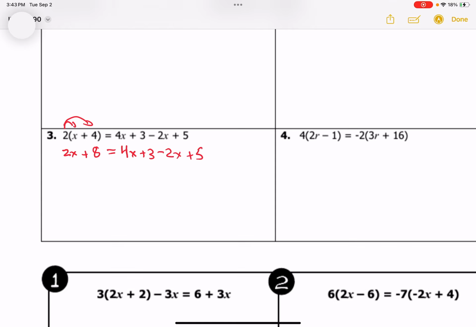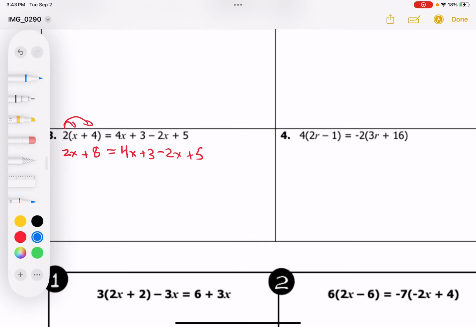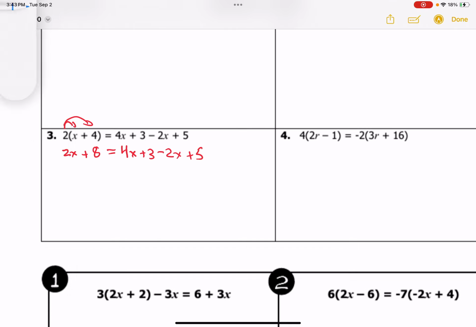Now, I want to get all my x's on one side. So I'm going to do that. And the way I'm going to do that is I notice there's only one x type value on the left, so I'm going to go minus 2x to cancel that. But now I got to do minus 2x on the right. So let's write it all out. Our 8 comes down. 8 equals 4x plus 3 minus 2x plus 5 minus 2x. Because remember, we had to do it to that side, so it's going to come down with us.